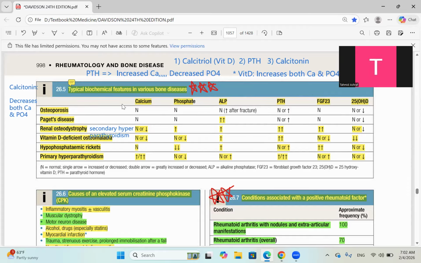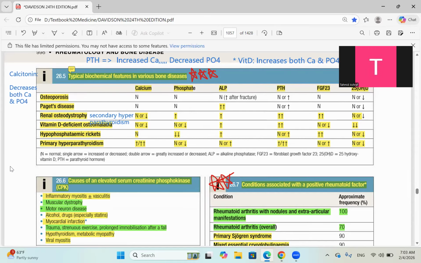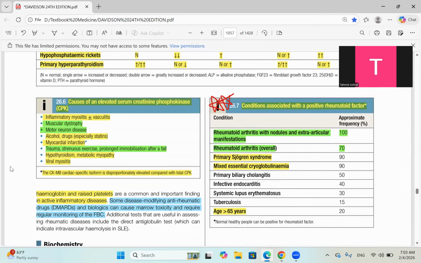I hope this box is very much clear now to you all, because I have given a lot of time and a lot of emphasis to the important diseases in this box. Now let's move on to the next box.